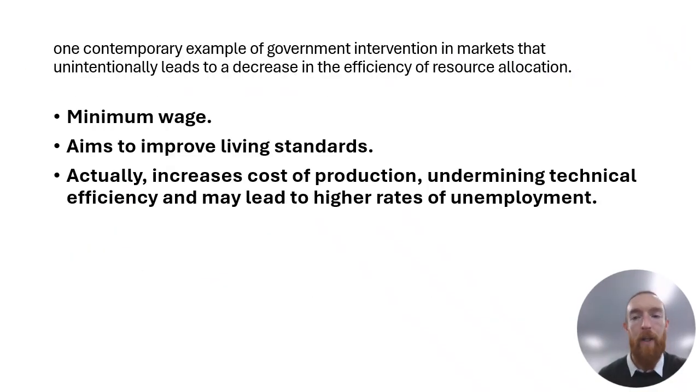Then we get to our final point, which is one contemporary example of government intervention in markets, which has led to a decrease in the efficiency and resource allocation. Now, my preferred option for this is to talk about the minimum wage. So with this, we need to do three things. We need to talk about what the minimum wage is.